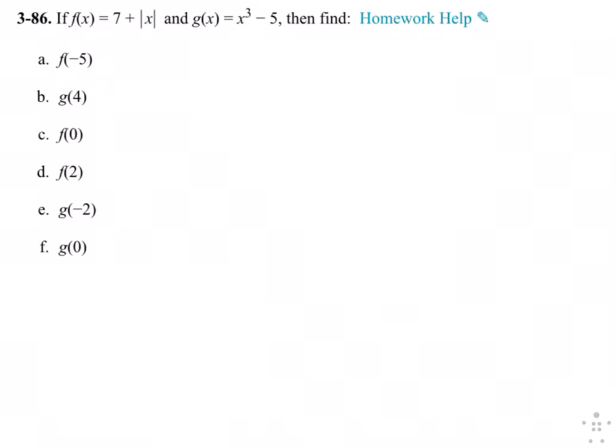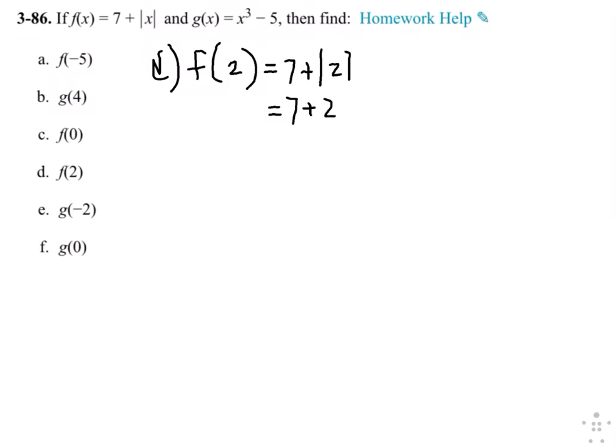D, let's make some space. So D, f of 2 equals 7 plus the absolute value of 2, which equals 7 plus 2. So f of 2 equals 9 for D.